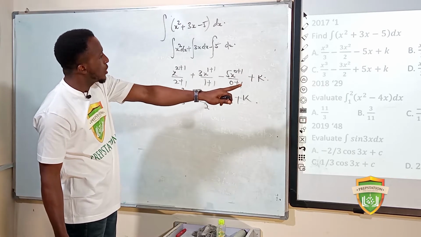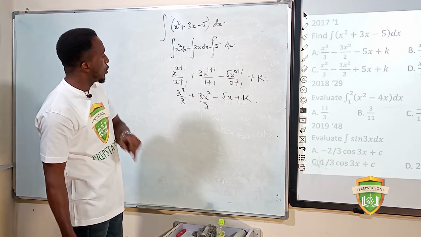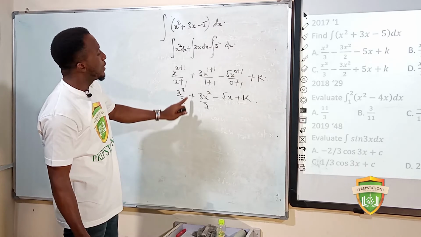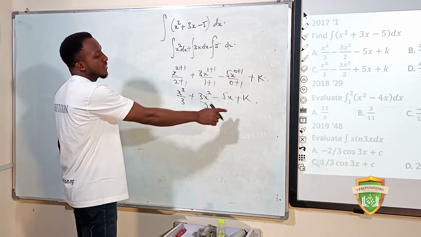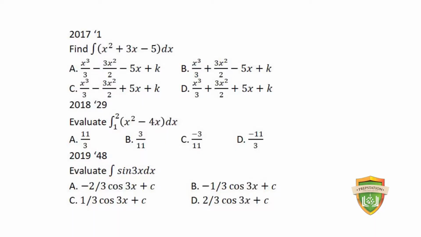The correct option is option B: x raised to power 3 over 3 plus 3x raised to power 2 over 2 minus 5x plus k. So the correct answer is option B. Now that is how it is solved.